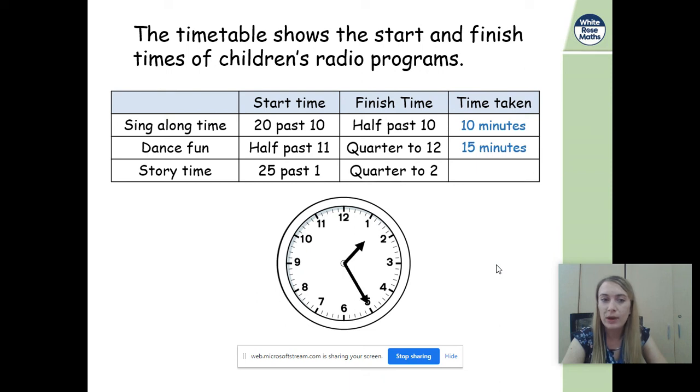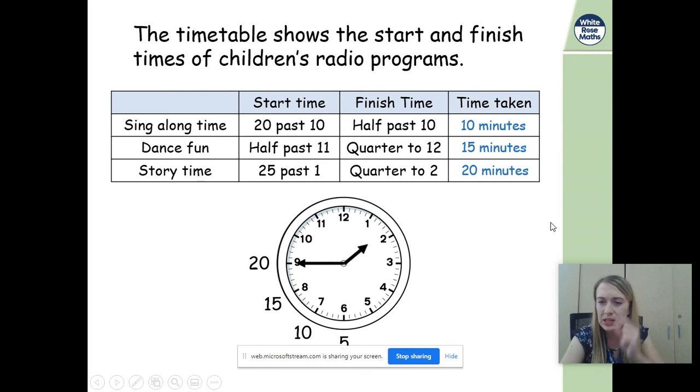Okay, finally, what about Story Time? It starts at 25 past 1. Here it is. It finishes at 1:45. Again, when the minute hand gets to the 9, we need to count. Ready? 5, 10, 15, 20. It takes 20 minutes. So if this takes 10 minutes, this takes 15 minutes, this takes 20 minutes, what's the shortest?